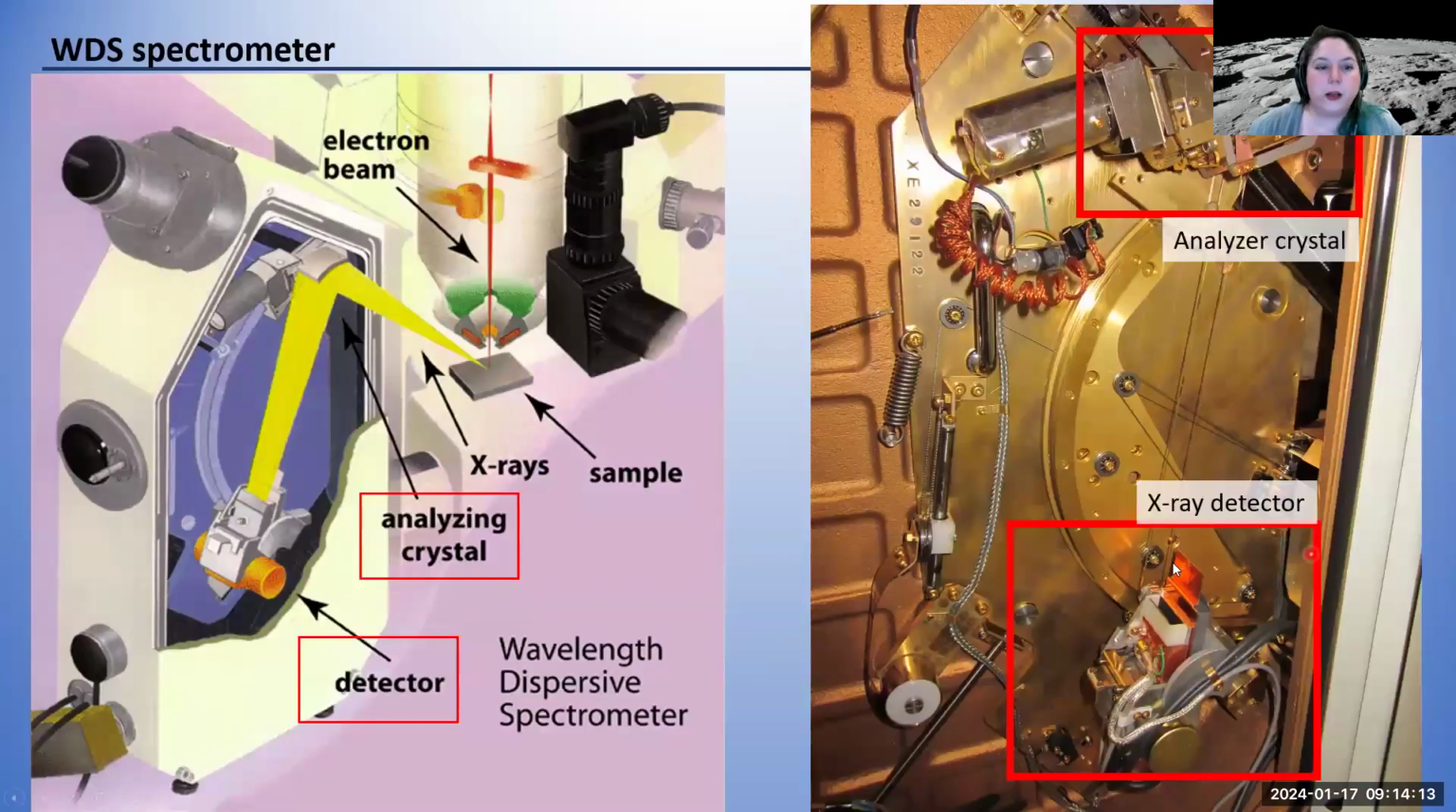How does that look in the actual spectrometer? We have an analyzing crystal and we have a detector. That will be important in terms of what kind of information the software asks us for, and it's also important in terms of what kind of tuning we usually have to do. So here's a look into the actual spectrometer, and again, up here is the analyzer crystal and the X-ray detector.